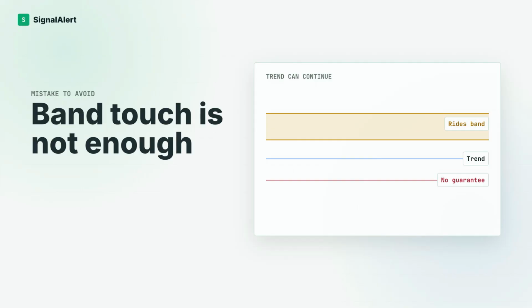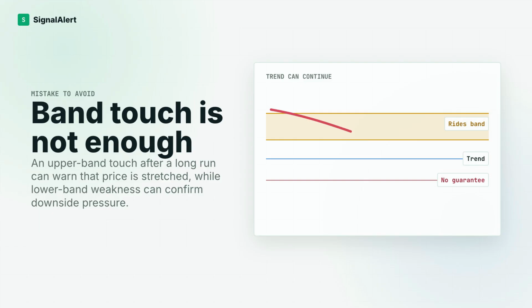Here is the key beginner point. A band touch is not automatically a reversal. Strong stocks can ride the upper band for many bars. Weak stocks can keep pressing the lower band. The band tells you price is stretched. It does not tell you the next candle.